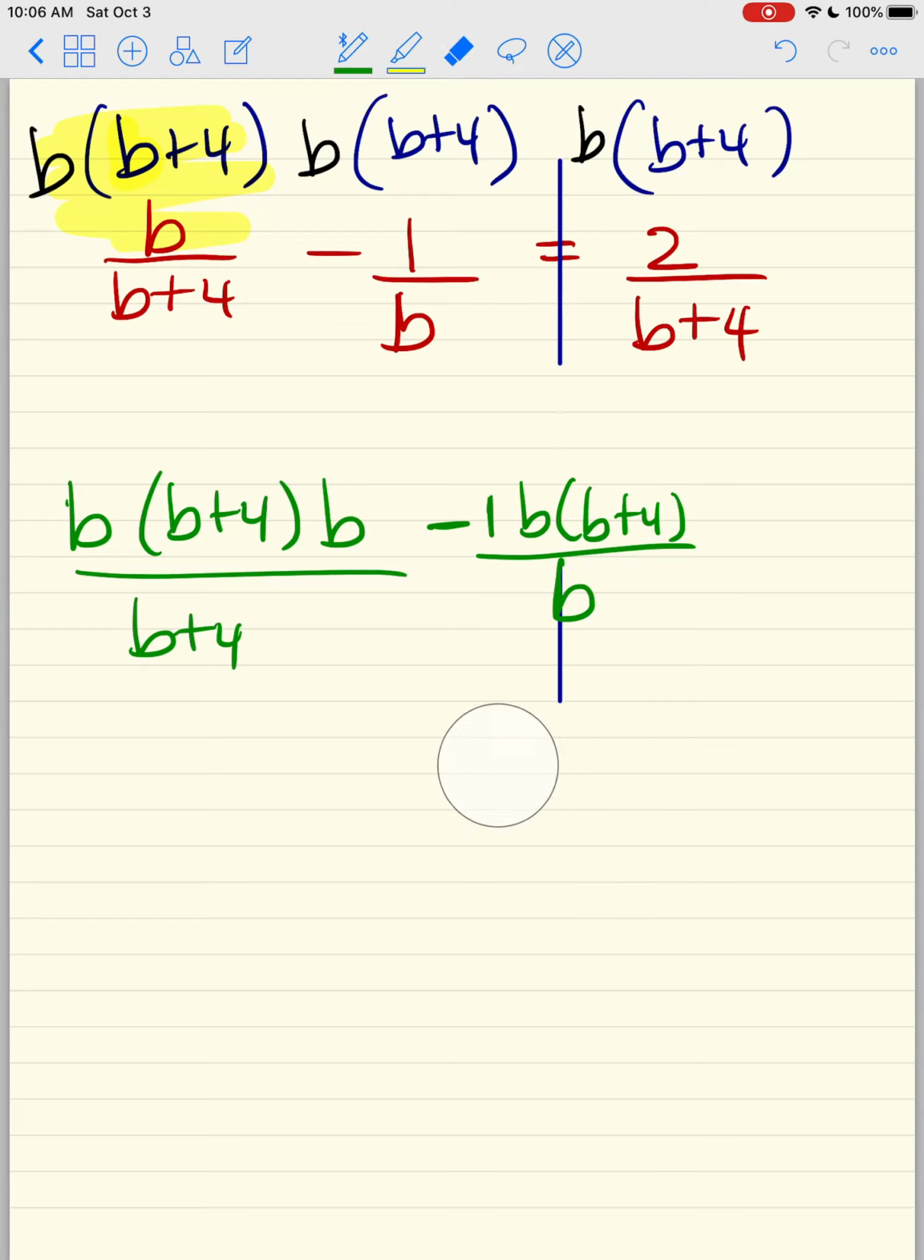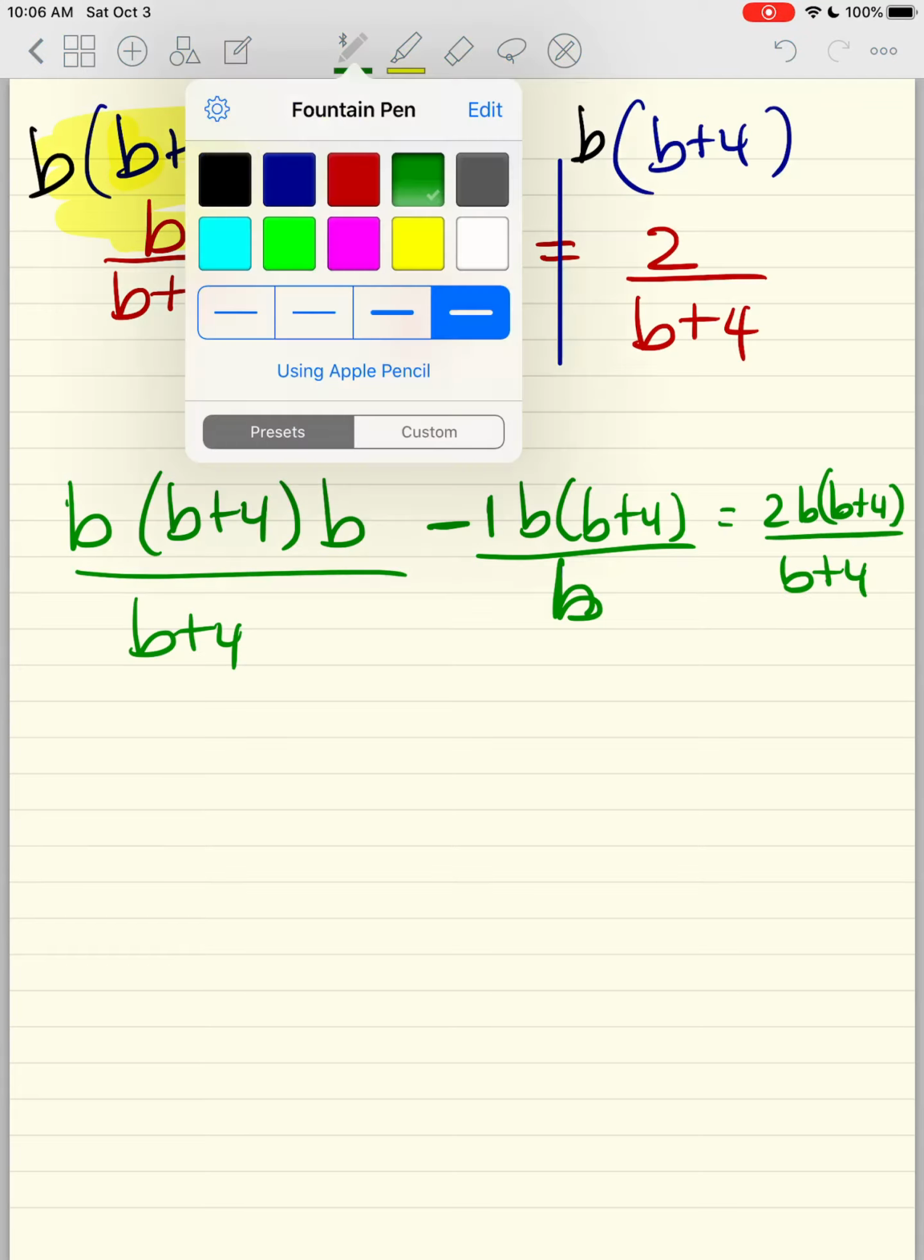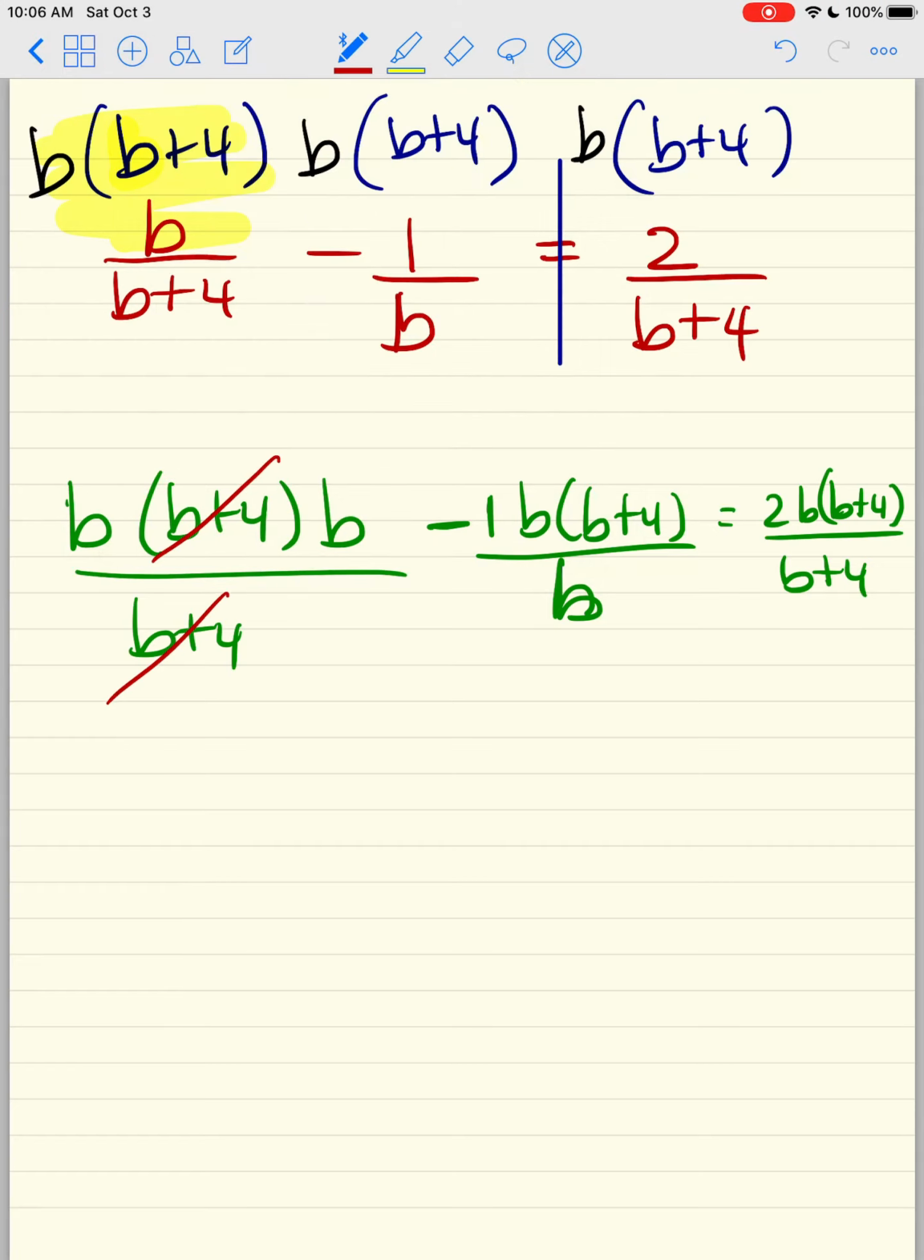Okay, that was a good help. And then equal to 2 times b plus 4 over b plus 4. Okay, so now this b plus 4 crosses off with this b plus 4, this b crosses off with this b, and this b plus 4 crosses off with this b plus 4. So I no longer have any denominators.